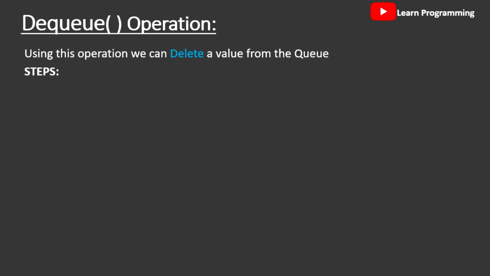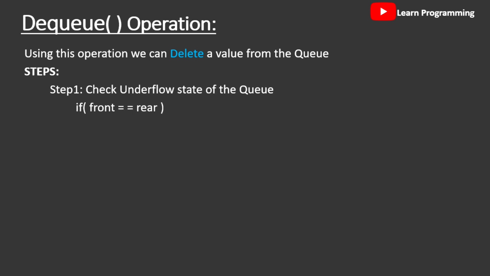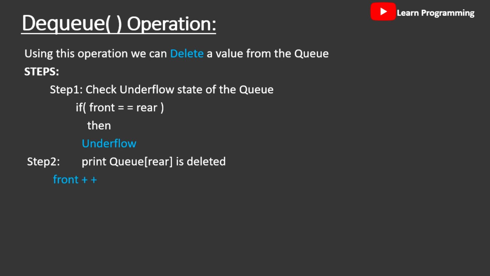So the 2 steps are, when you are going to delete a value from the queue, first you should check the underflow state of the queue, and we check the underflow state using this condition, if front equals to rear. Then we just simply print that the queue is underflow. If this condition is false, then we directly delete a value from the queue by incrementing the front position by 1. And before we increment the front position, we just have to print which number is getting deleted, and we perform the deletion operation from the front side of the queue.